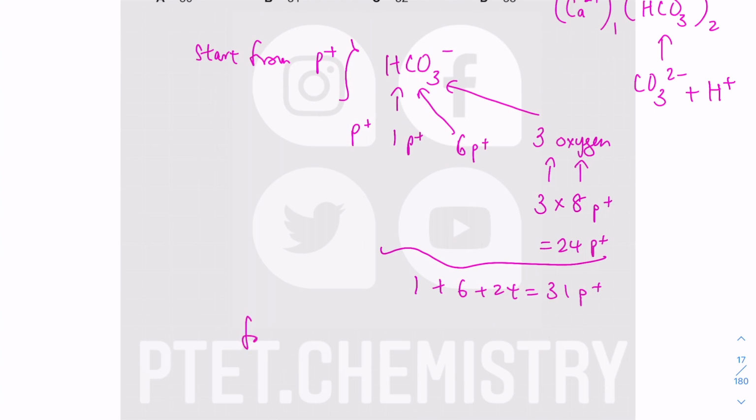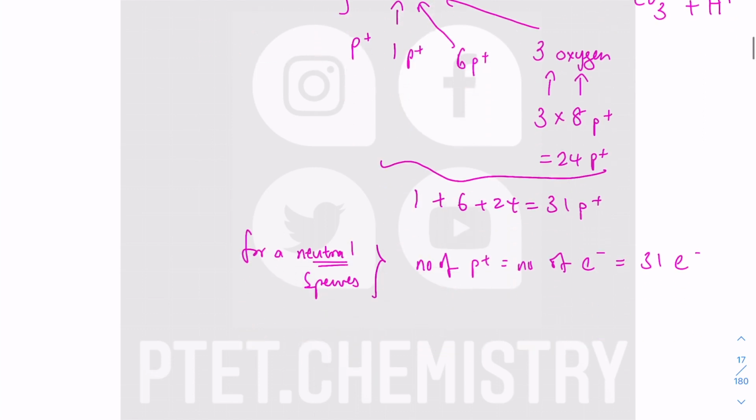Okay, so for a neutral species, neutral meaning no charge, the number of protons equals the number of electrons, therefore equal to 31 electrons. But minus 1 charge for HCO3 minus, so 1 plus 31, which is 32 electrons. Because minus 1 charge means you have gained 1 extra electron compared to the total number of protons. That's why you have a net negative charge.